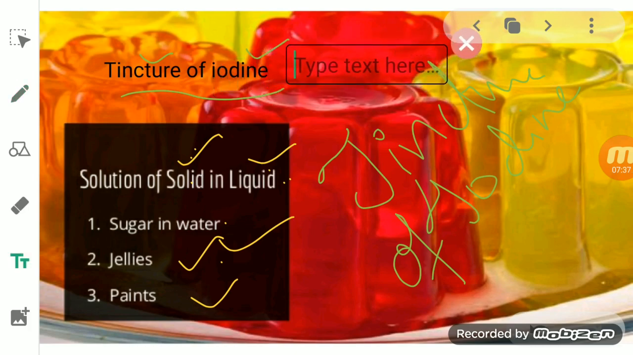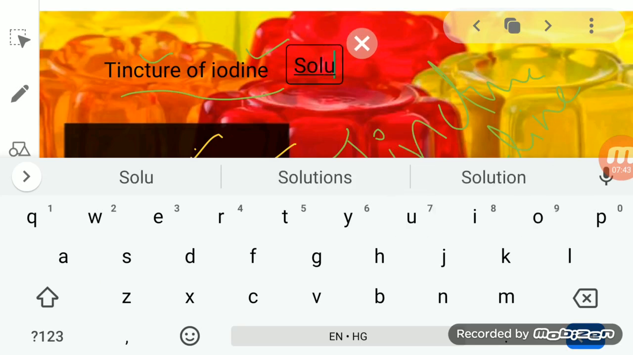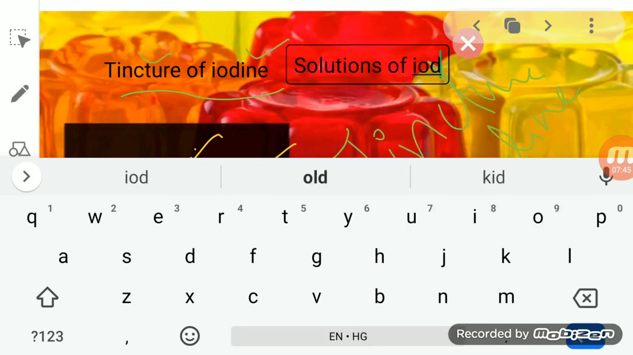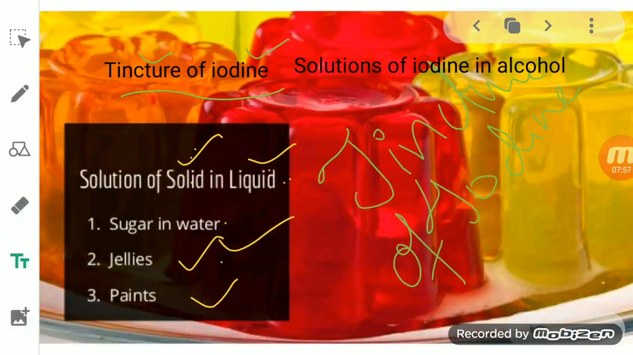Most of the time this question is asked, what is tincture of iodine, then you will write: solution of iodine in alcohol. So this is the tincture of iodine. You see here the iodine is a solid substance. So it is a solid solute which gets dissolved in the liquid alcohol. So this comes in the solution of a solid in a liquid.